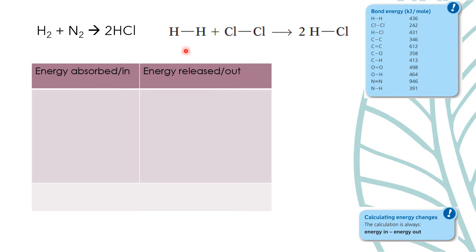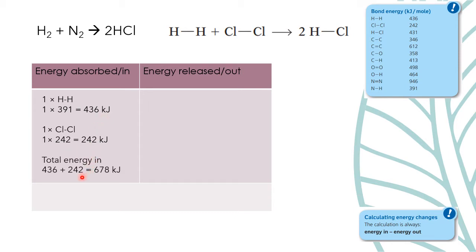So energy in here, we have one hydrogen to hydrogen bonding, so 1 times 436. And then chlorine to chlorine pun ada satu juga, so 1 times 242. So total energy absorbed in this reaction is 436 plus 242, which is equal to 678 kilojoule. Energy release between bonding hydrogen and chlorine is 431, tapi dia ada 2, you kena darab dengan 2 lah. So 2 times 431 is equal to 862 kilojoule.